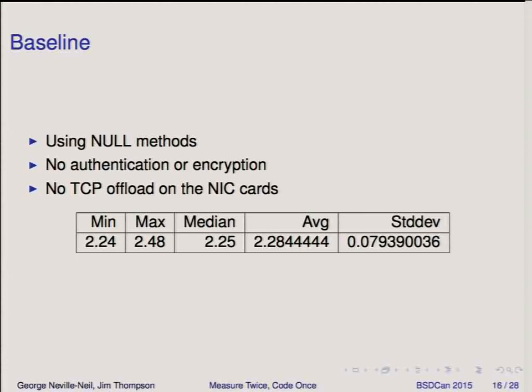So this is the result of running null. The result of running not null, but just the 10 gig cards with none of the features, is only about, I think, 40% more than this. I'm still working on that result. So this is the baseline we get with IPsec on: 2.4 gigabits per second between two hosts, running TCP, all day, all night.